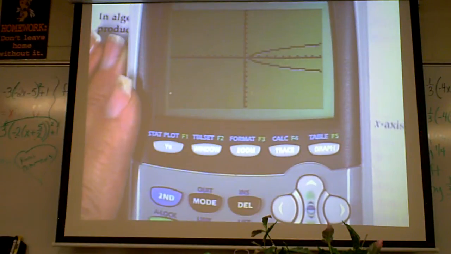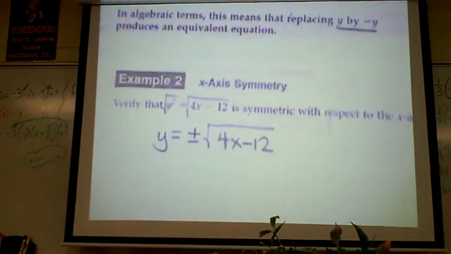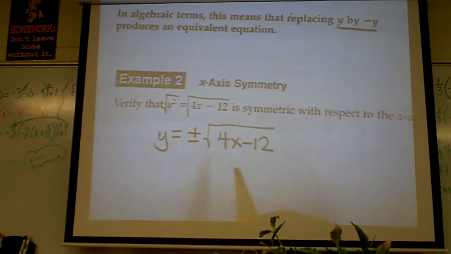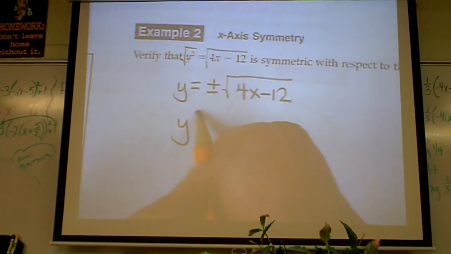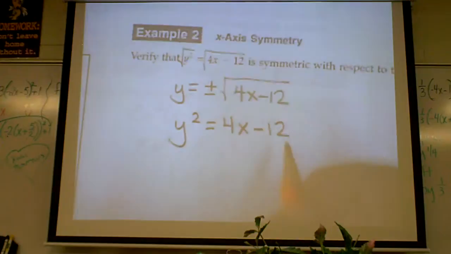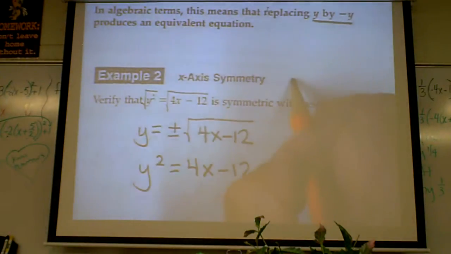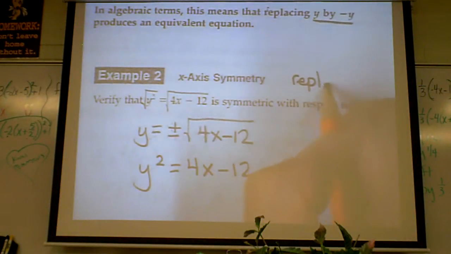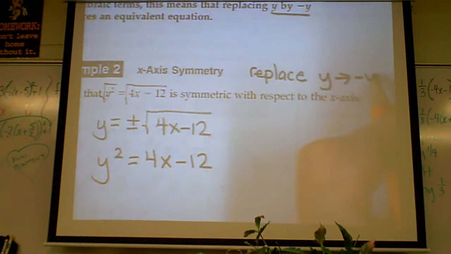Does that appear to have symmetry to the x-axis? Yes, it does. You can look at your table. I'm not going to do that right now because that's not what I'm testing you on. Let's go back to the original problem. Algebraically, on your test, you're going to have to prove whether or not this has symmetry to the x-axis. What do you do? Plug in negative y for y. Every time you see a y, you're going to put in its place negative y.